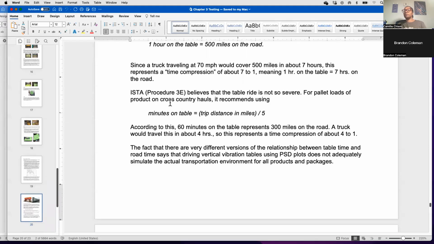So it's the 3E, which we looked at yesterday. They do not agree that the ride on the table is that severe. So they say you take, let's say if you have 60 minutes on a table, let's just say 50 minutes, so we can make this easier. 50 minutes on the table, they're going to go 500 miles and divide it by 5.